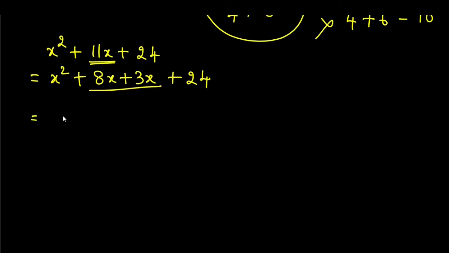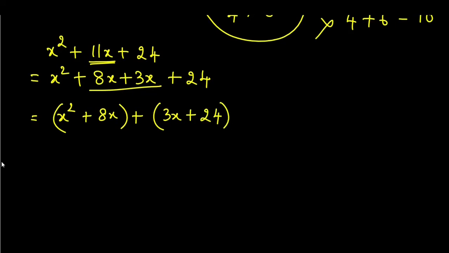I will show you how we group. x square plus 8x is one group, plus 3x plus 24 is another group. Now we find the common factor of these two terms, x square and 8x. The common term for these two terms is x. We have x into x here and 8 into x here. So x is the common factor.